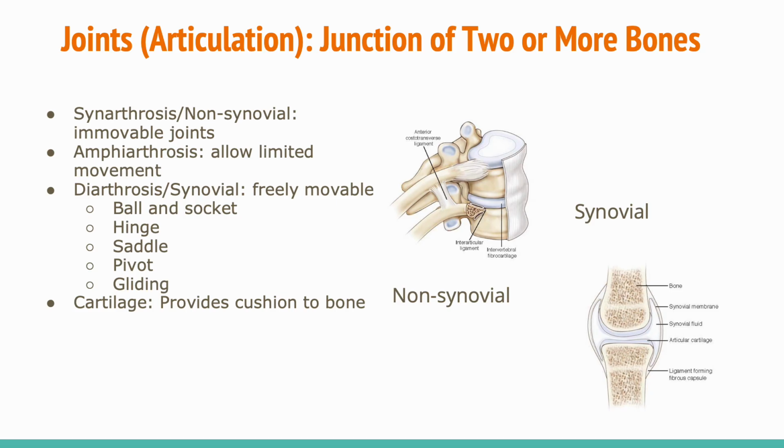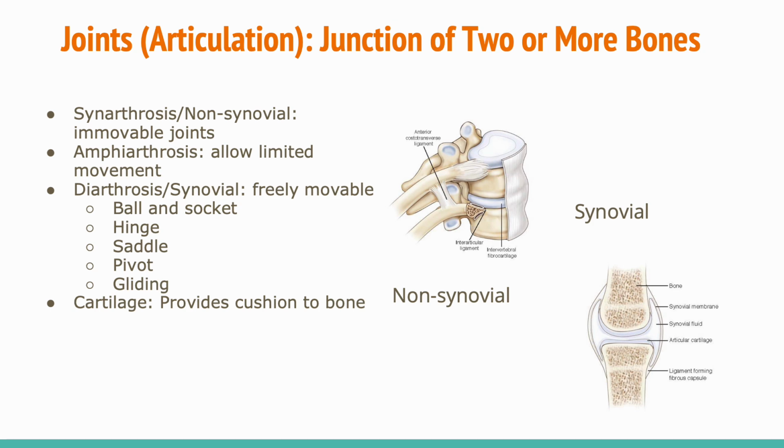Now let's talk about joints. Joints, also called articulations, are the locations where two or more bones meet. Some joints are called synarthrosis, are immovable, such as the sutures of the skull, right? Then you have amphiarthrosis. These allow only limited movement, like the joints between the vertebrae.